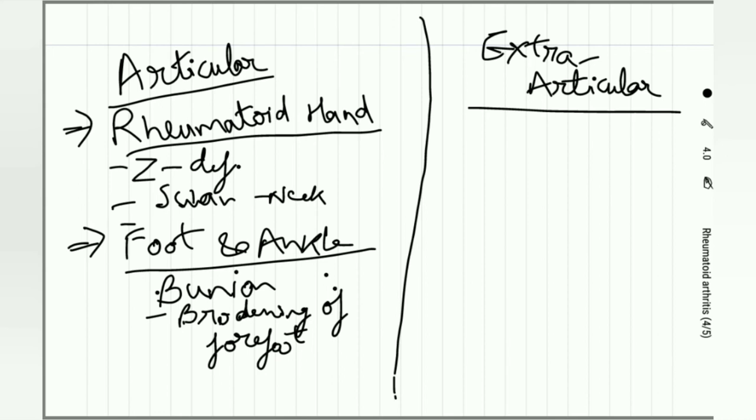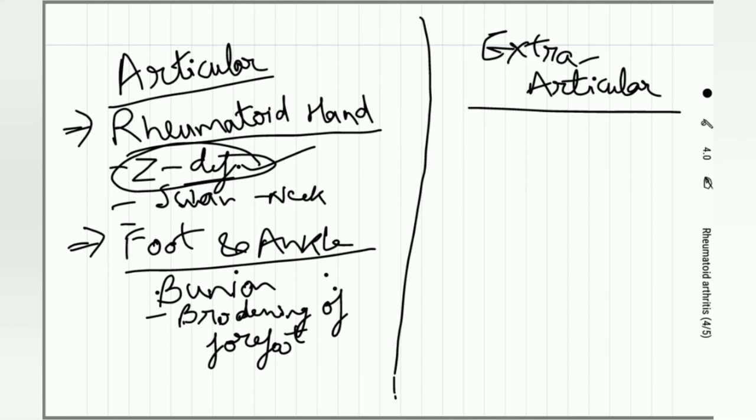And note here that the radial deviation of the wrist and ulnar deviation of the fingers is the most pathognomonic feature, which is known as the Z-shaped deformity. So the Z-shaped deformity is actually the ulnar deviation of all the fingers, which is pathognomonic for rheumatoid arthritis. Now next we have extraarticular manifestations.